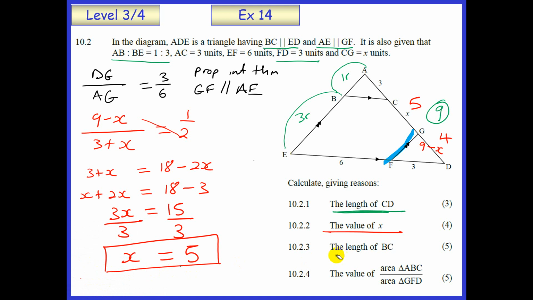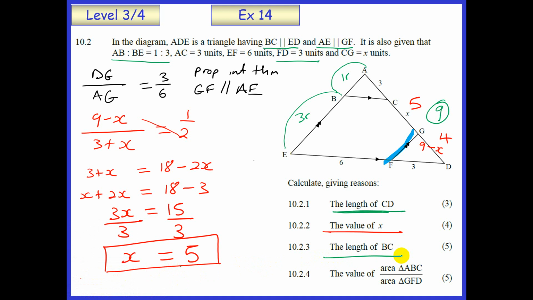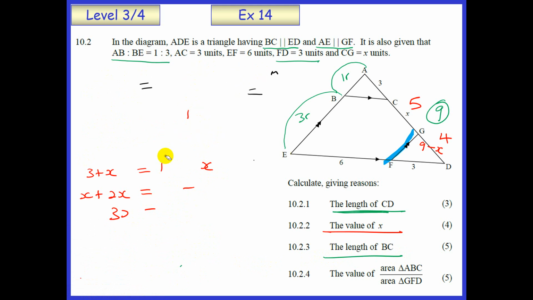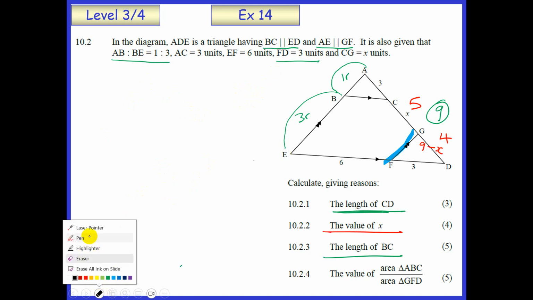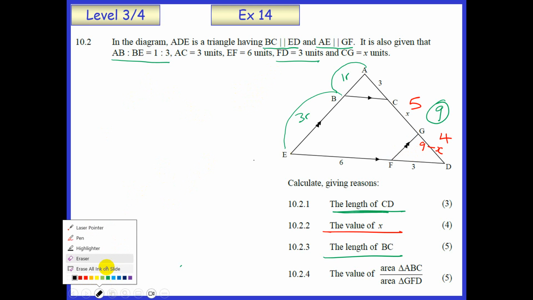We're now going to go to the next question, which tells us to find the length of BC. Okay, I'm just going to create some space here. So we're now looking for the length of BC. And if I look at BC, you'll remember this with the previous questions that we've done. Let me quickly highlight that, what I want to focus on.